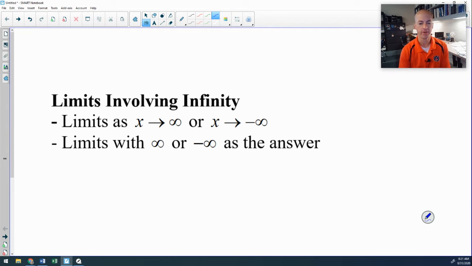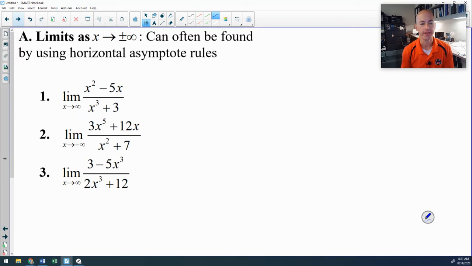Let's look at limits involving infinity, and these are two different types. One is as x goes to infinity or negative infinity, and the other is a limit where the answer is infinity. So one thing to know about limits as x goes to infinity or negative infinity: we're talking about the end behavior. We're talking about the extreme left end and the extreme right end.